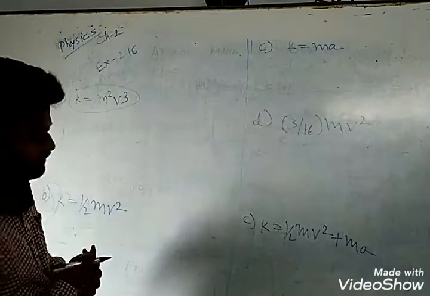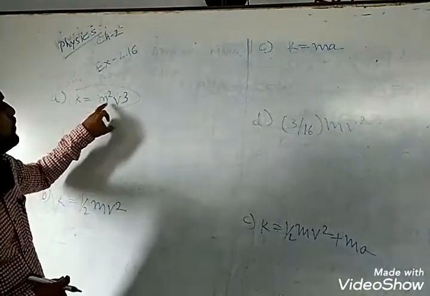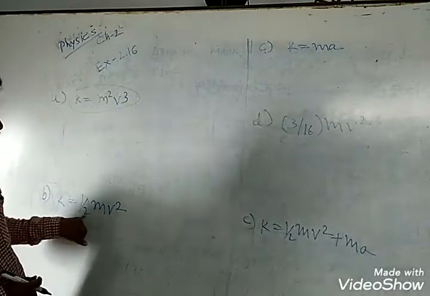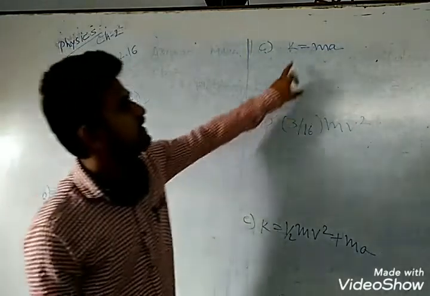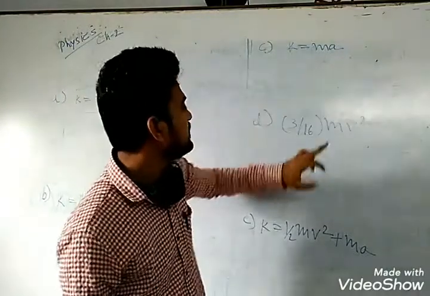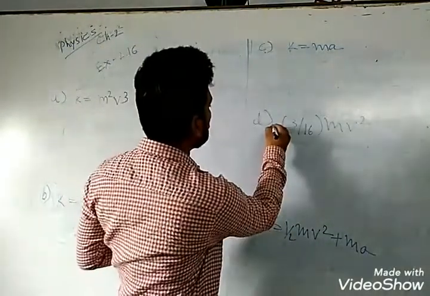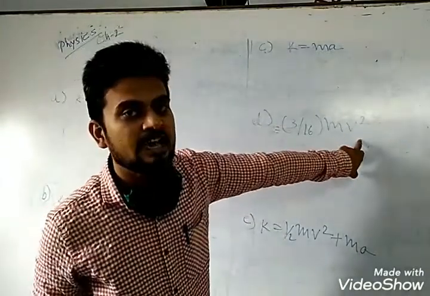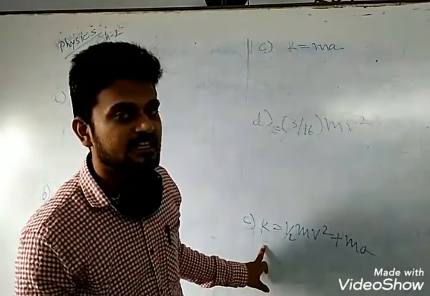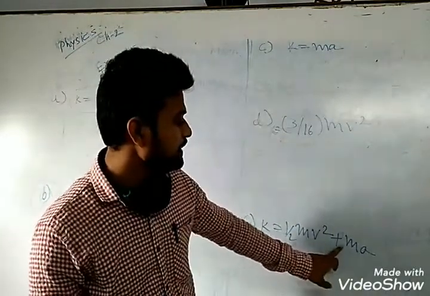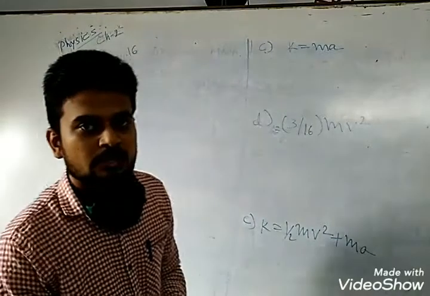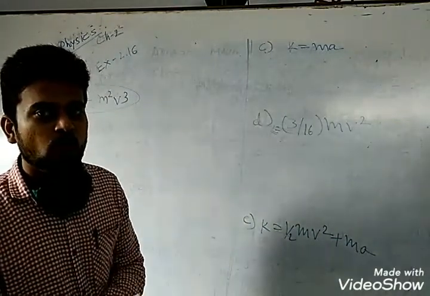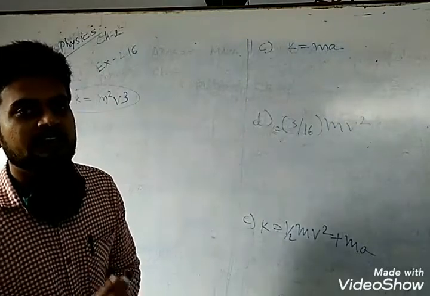Question 16. Here the first equation is k = m²v³. Second equation is k = 1/2 mv². Third is k = ma. Fourth is k = 3/16 mv², and the last one is k = 1/2 mv² + m. Check whether left hand side is equal to right hand side or not equal to right hand side.